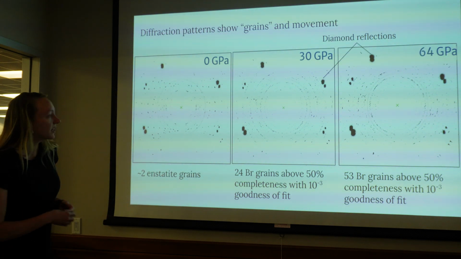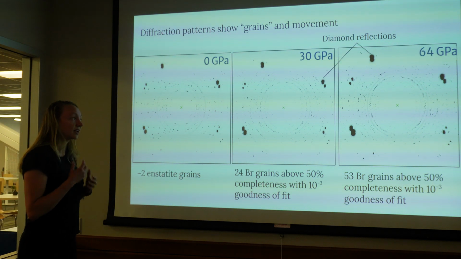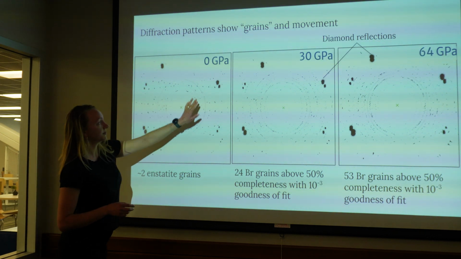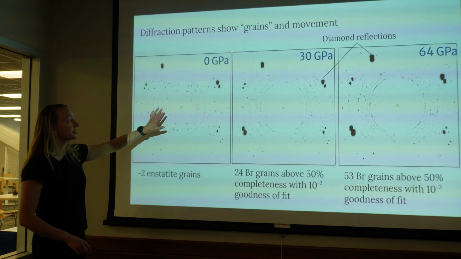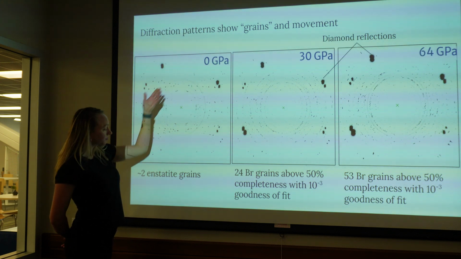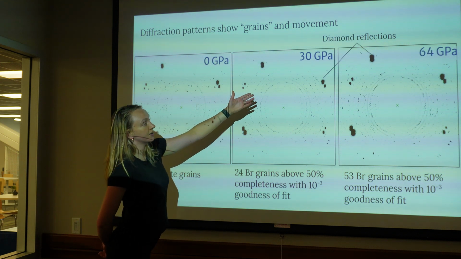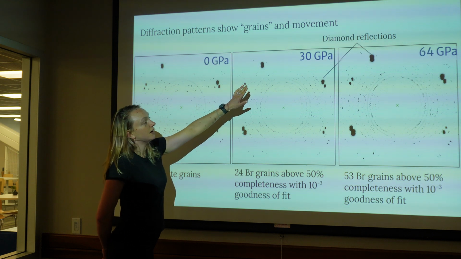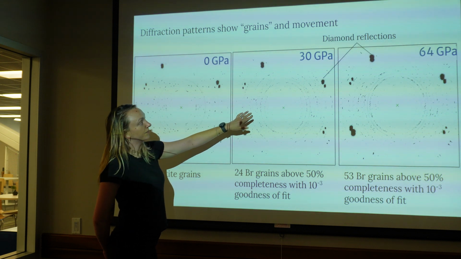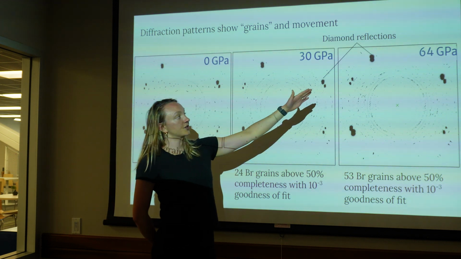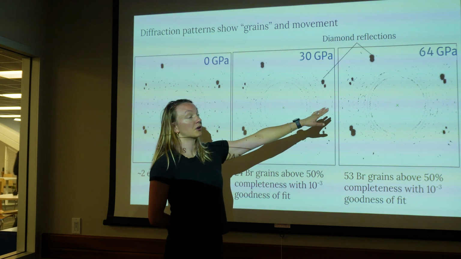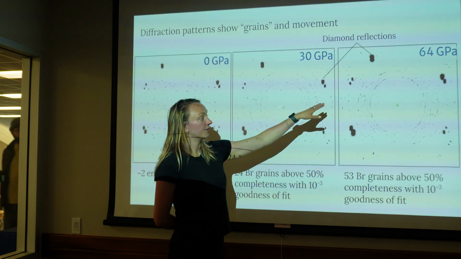And so what I do is I continue to collect these diffraction patterns as I increase temperature and increase pressure. So this is a diffraction pattern which is showing you basically what the inside of the diamond anvil cell looks like at our starting conditions at 0 GPa. I then squeeze those diamonds together to increase the pressure to 30 GPa, and I collect another diffraction pattern. And then I continue to increase the pressure to 64 GPa, and this brings us down to the mid-lower mantle, and collect another diffraction pattern.